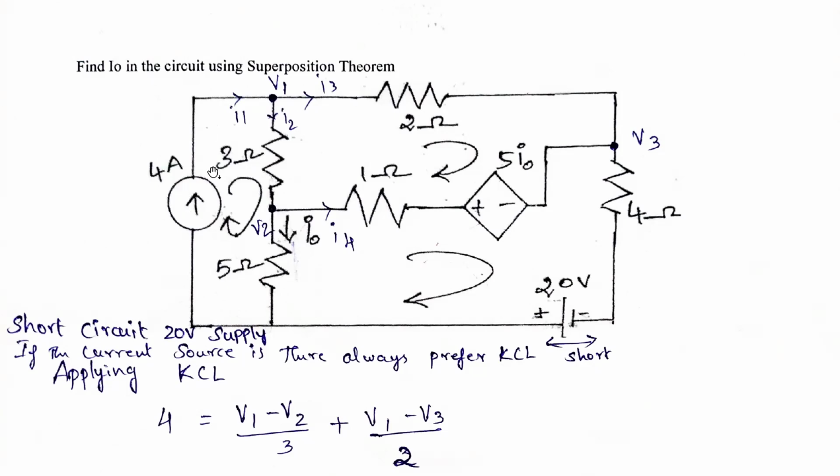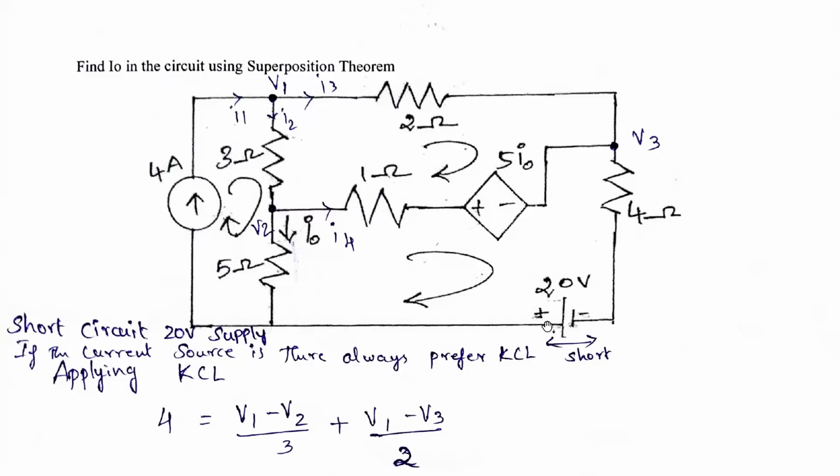Here a 4 amp current source is acting. Here a resistance is there, and here again a resistance. In this loop you can see a dependent source, that is 5 I naught. Here also one resistor is there, and here another source. So there are two sources.